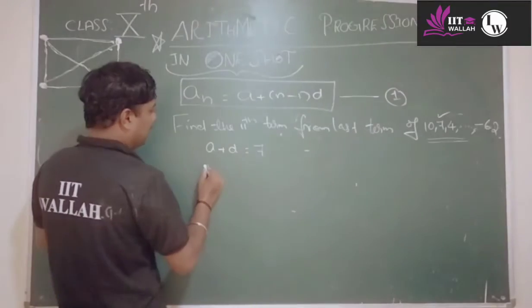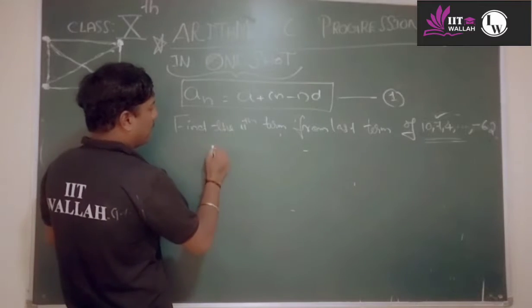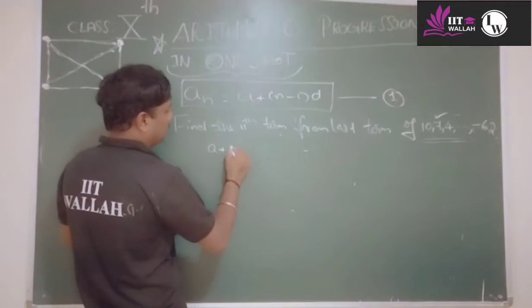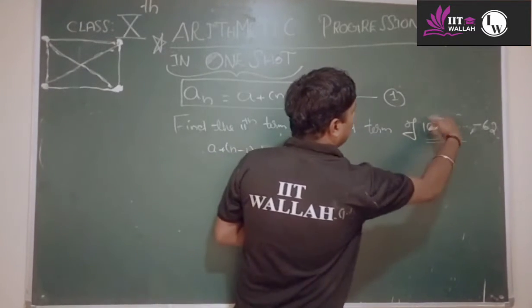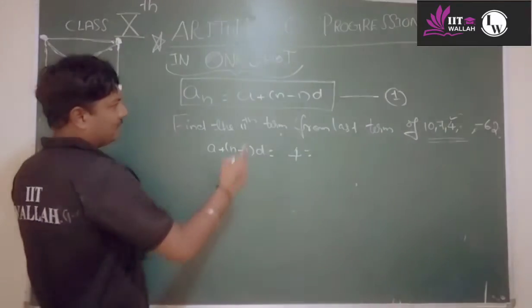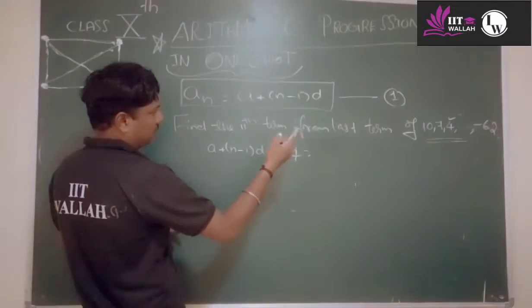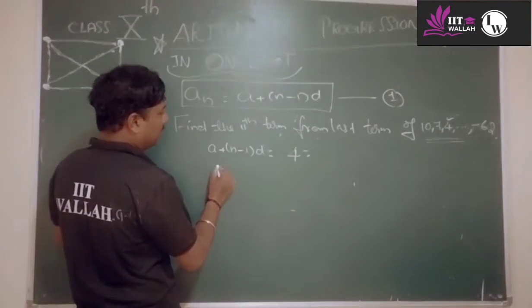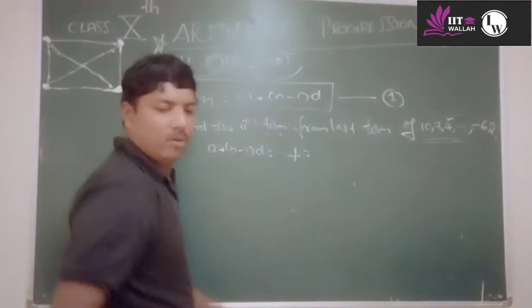We can say that a plus n minus 1 into d. We can take any term. Here we can take 4, that is the third term. n equal to 3 there. 1, 2, 3. Okay, so this is nothing but a plus 2d is equal to 4.